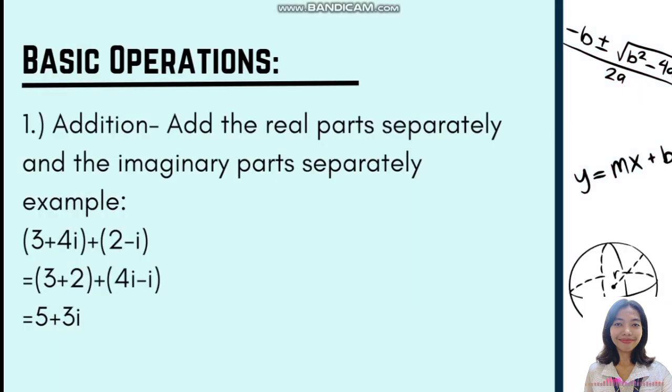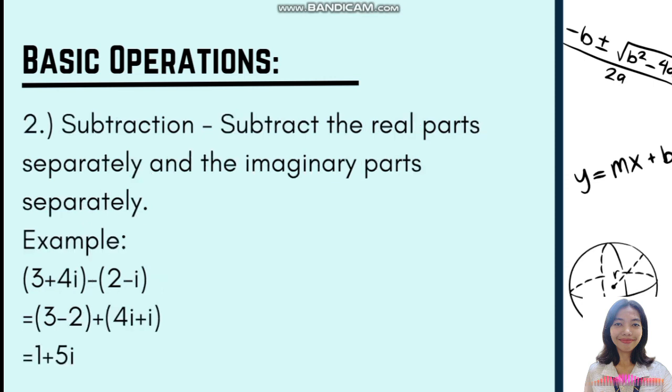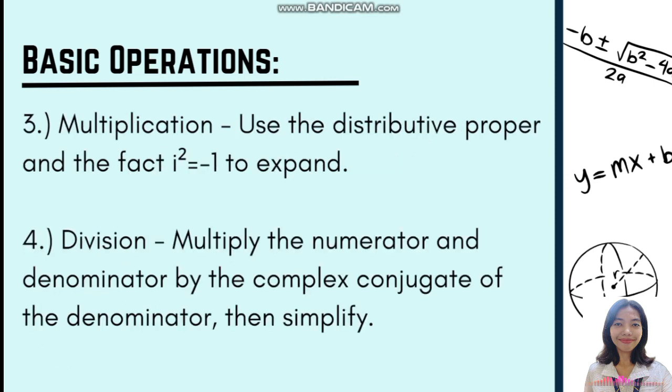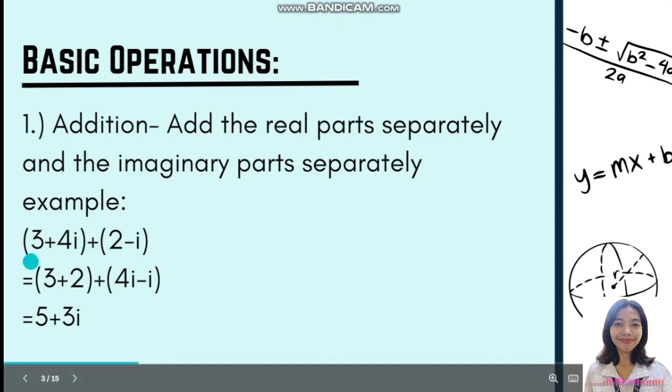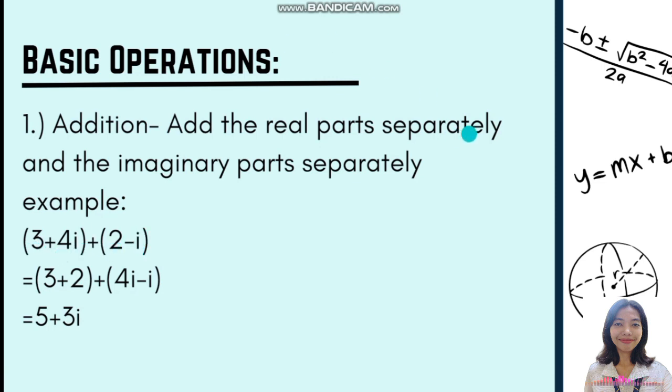In complex numbers, we have basic operations: addition, subtraction, multiplication, and division. In addition, all you have to do is add the real parts separately and then the imaginary parts separately. For example, we have 3 plus 4i plus 2 minus i. You separate the real parts, which are 3 and 2, and the imaginary parts, which are 4i and negative i.